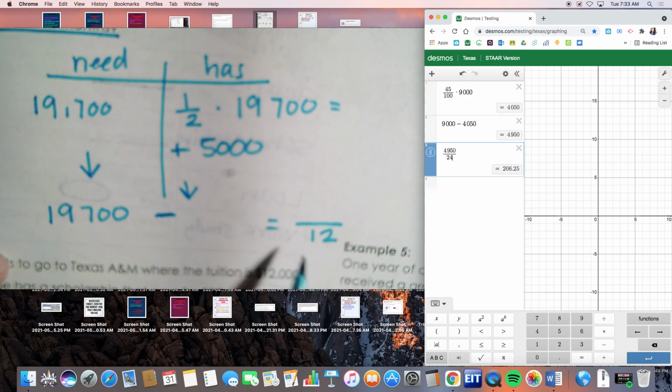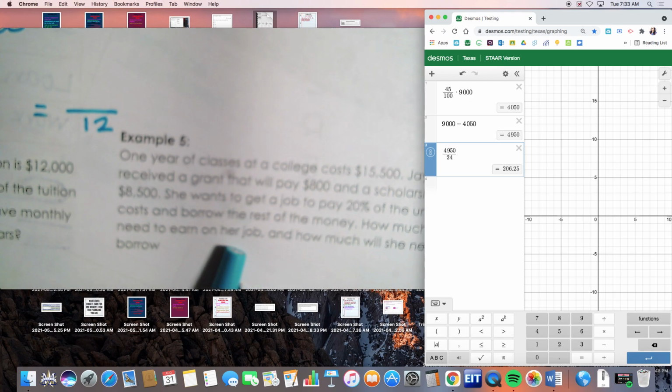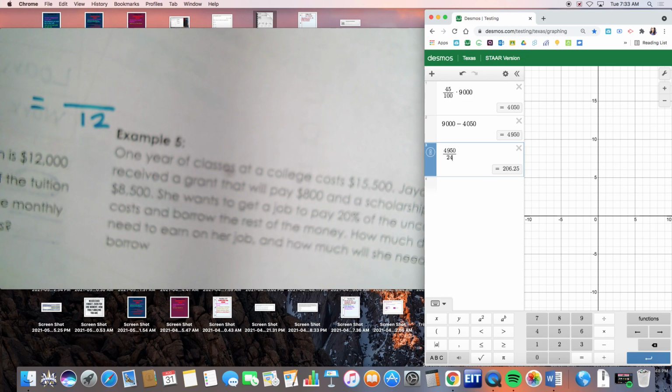Subtract, and then divide. If you need any help, make sure you have your needs and has chart. This example is just an extra credit. You'll get a treat if you get this right. So let me know if you need any help.